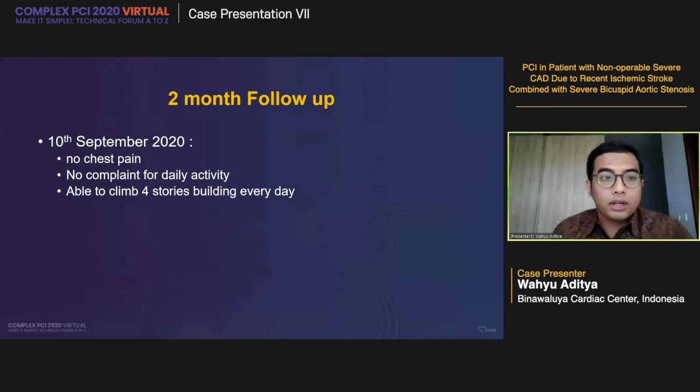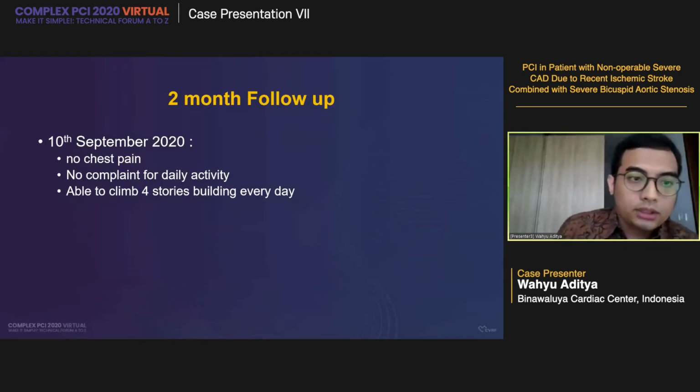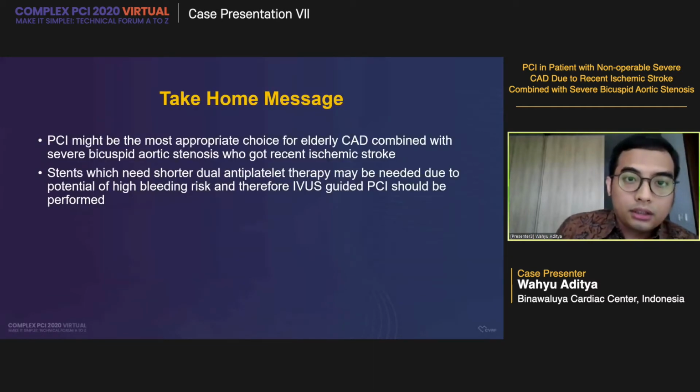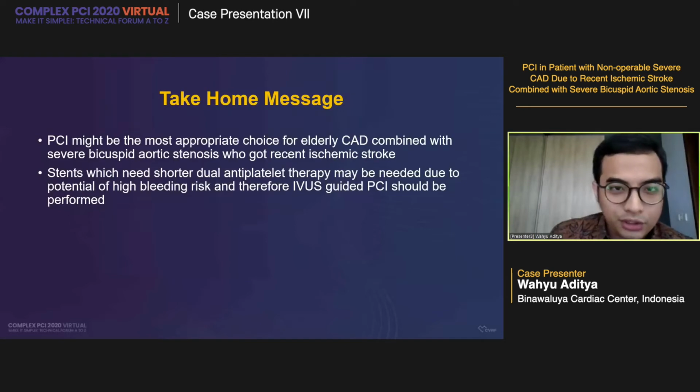After 2 months of follow-up, on 10 September 2020, the patient has no chest pain and no complaint for daily activity, able to climb 4 stories of building every day, and now he refused to do the CABG surgery.